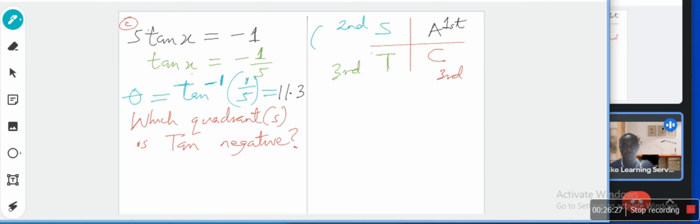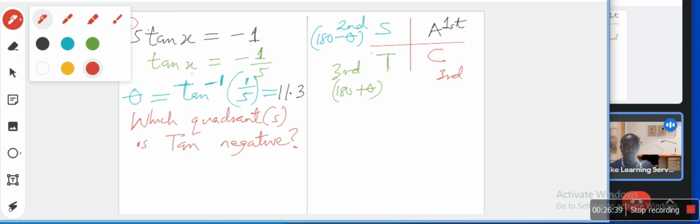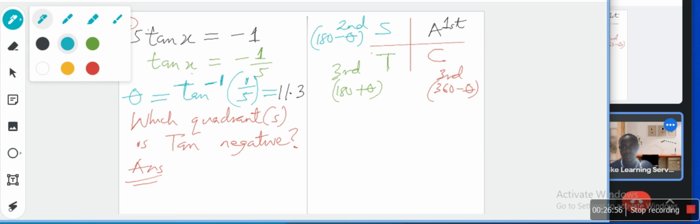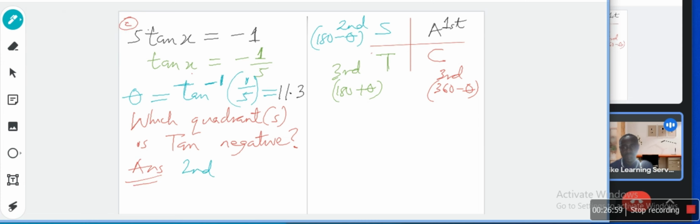Remember, in the second you do 180 minus theta. In the third you do 180 plus theta. In the fourth you do 360 minus theta. Alright, so you told me for negative, because what we are solving is about negative, where tan is negative is in the second and fourth quadrants.